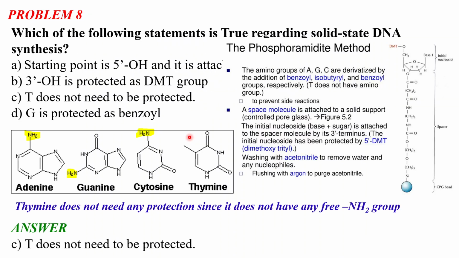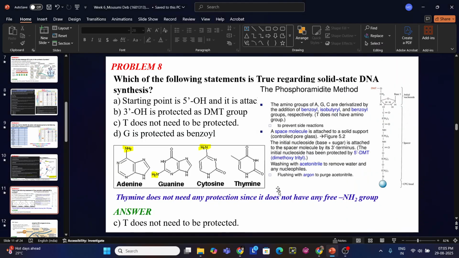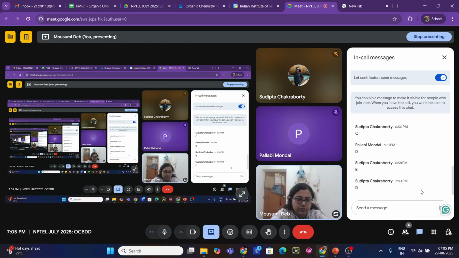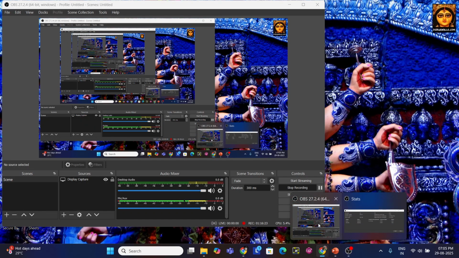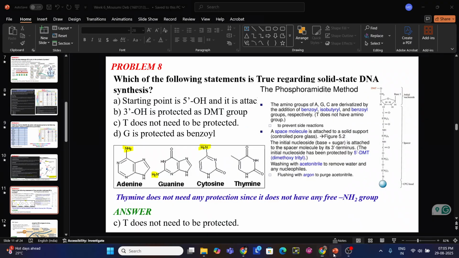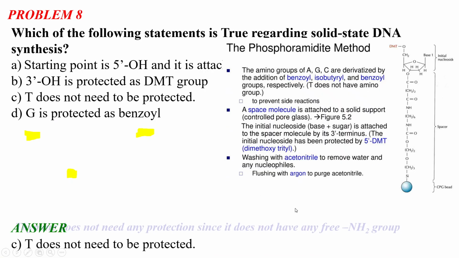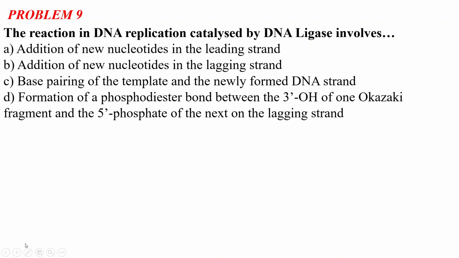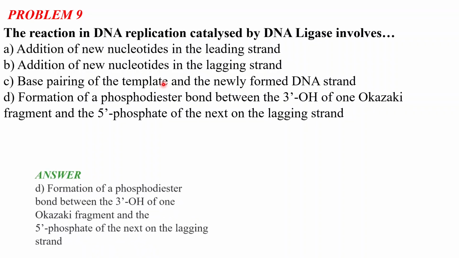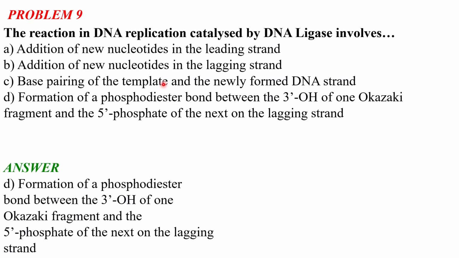Let me check the chat box. Okay, I got one answer which says it is number D. Let me check if number D is the correct answer or not. So the reaction in DNA replication that is catalyzed by DNA ligase, yes, it is number D, formation of the phosphodiester bond between the 3' OH of one Okazaki fragment and the 5' phosphate of the next on the lagging strand.